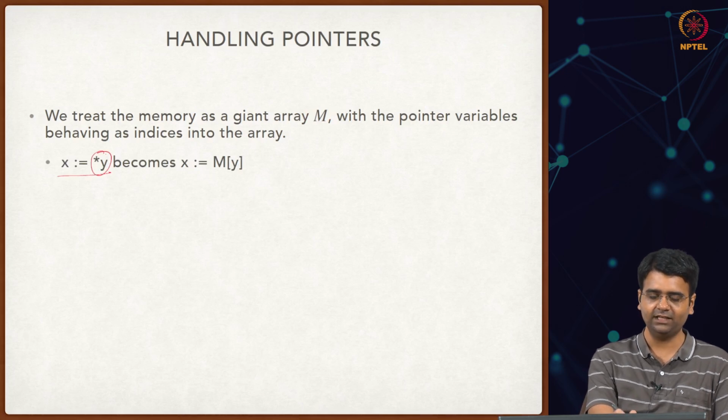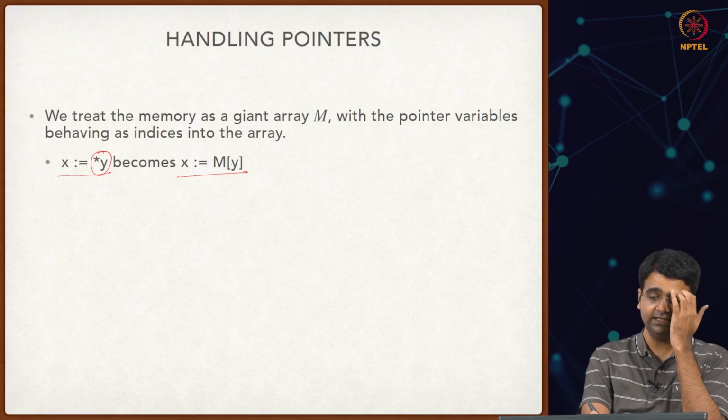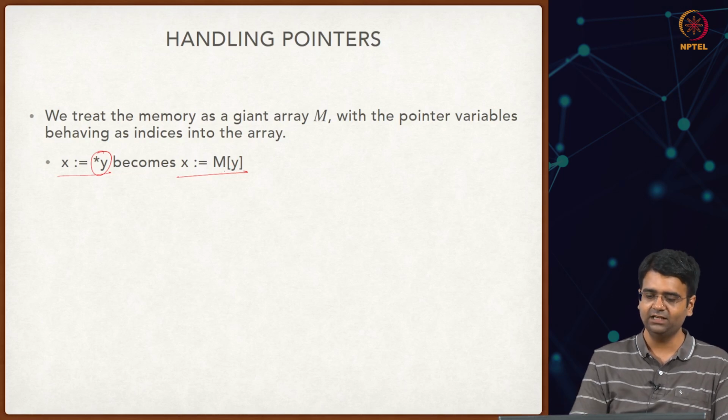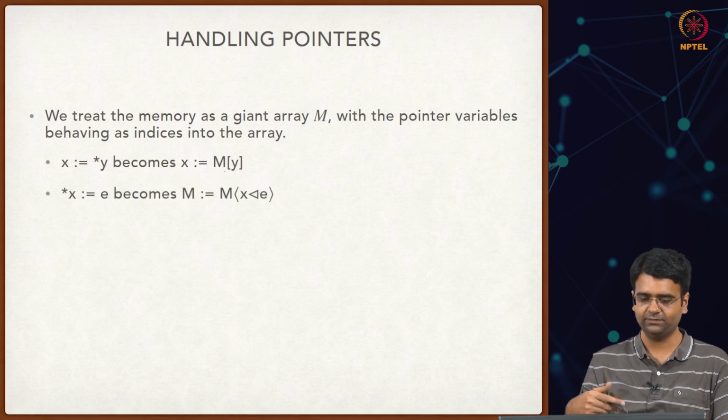So something like x equal to star y, the star y is a pointer variable, therefore it's also an index into a memory array. So this statement is going to become x colon equal to M[y]. So M[y] meaning you are indexing the array M at the index y. So you're finding out the value that is stored in the memory array M at the index y. So we are essentially making the semantics of pointers explicit, by saying that a pointer is just an index into a memory array.